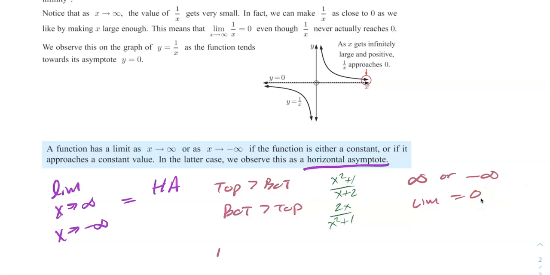And then if they're the same, bottom equals top. So something to this effect: 3x minus 1 over 2x plus 4. In this case, it was the ratio of these two. So the limit equals the ratio. So those are 3 cases of limits at infinity, if you're doing rational functions. Top bigger than the bottom is infinity or negative infinity. Bottom bigger than top is limit equals 0. And if they're the same, it's the ratio.